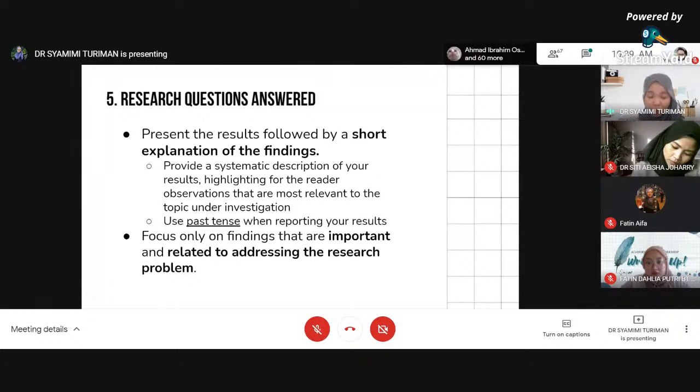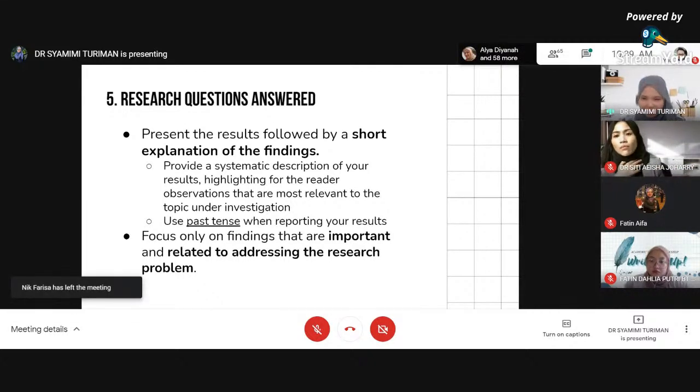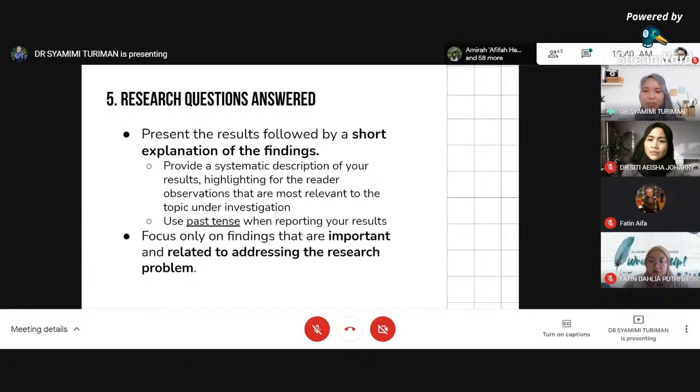Okay, how do you do that? Highlighting for the reader observations that are most relevant to the topic under investigation. So this would be something that you perhaps want to remind yourselves, by presenting the results that you find most interesting, it's one of the most interesting findings. You can start with that order, of course.